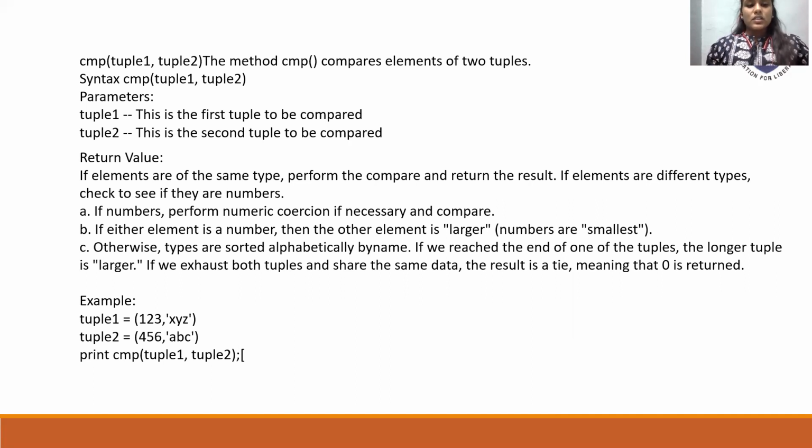Return value. If elements are of the same type, perform the compare and return the result. If elements are different types, check to see if they are numbers. If numbers, perform numeric coercion if necessary and compare. If either element is a number, then the other element is larger. Otherwise, types are sorted alphabetically by name. If we reach the end of one of the tuples, the longer tuple is larger. If we exhaust both tuples and share the same data, the result is a tie, meaning that 0 is returned. This is the example.